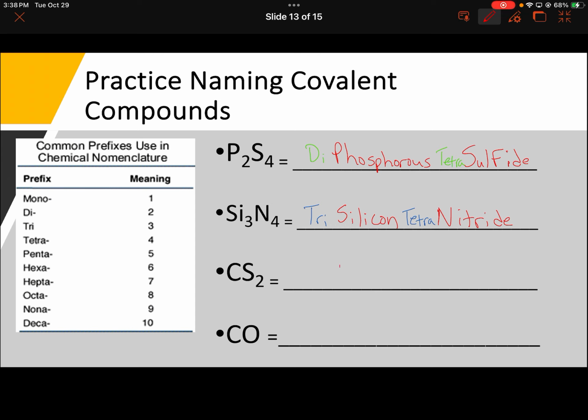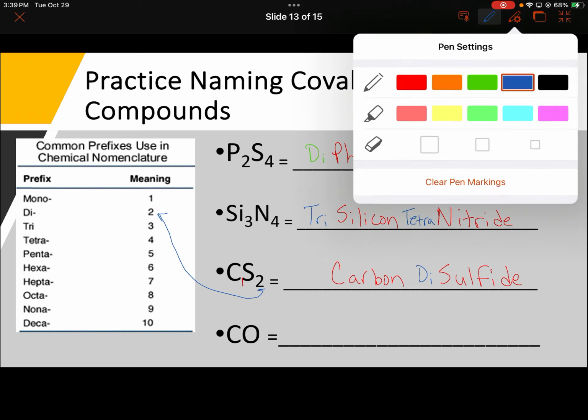The next one's a little bit different. Carbon, capital C is carbon. S is sulfur again. But now the difference is, notice I'll write the 1 in there. There's only one carbon. We never use the prefix mono on the first one. Don't ask me why, because I don't know. So we do not say monocarbon. We just say carbon. And then I take a look at the next one. Disulfide. So we say carbon disulfide.